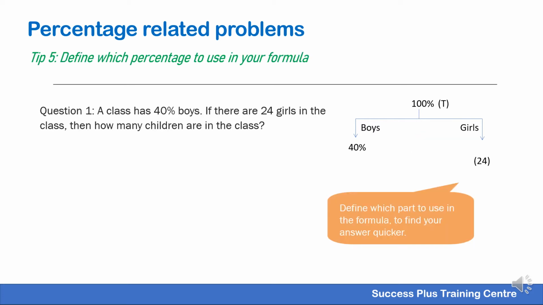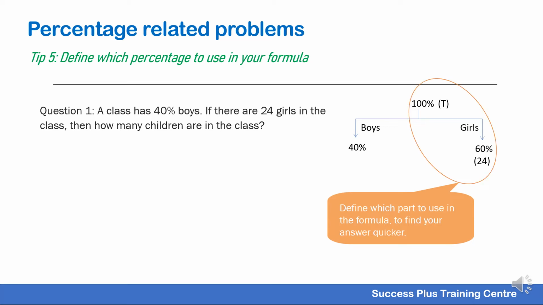Tip number 5. Define which percentage to use in your formula or to answer your question. In some of the questions, you will be given different details about the groups you have. So what you need to do is define which part of your tree you need to work with to answer your question. Let's clarify this point using the question below.